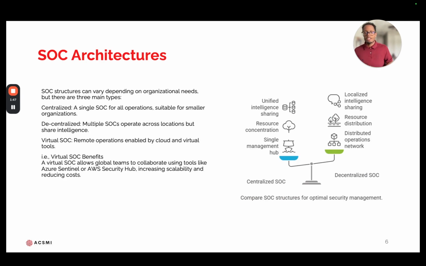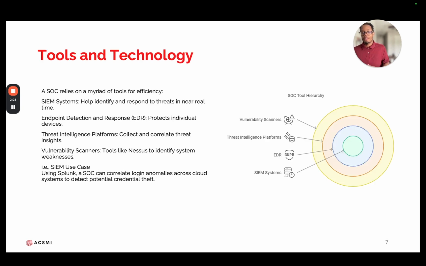So the different architectures. Think about centralized and decentralized. Centralized is a unified intelligence sharing. Maybe they have one central ISAC hub, maybe they are sharing resources, maybe they already have their multi-tenant type of cloud structure in place, where they have private and some public as well. And then you have your decentralized. Now this is localized instead of unified. It's kind of saying we have a distributed network, not just one single management hub like our centralized SOC would do.